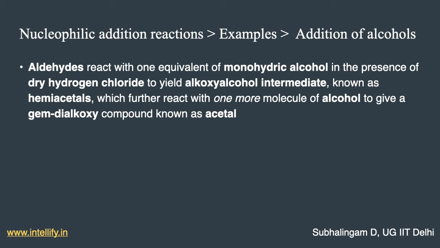Aldehydes react with one equivalent of monohydric alcohol in the presence of dry hydrogen chloride to yield an alkoxy alcohol intermediate known as hemiacetal, which further reacts with one more molecule of alcohol to give geminal dialkoxy compounds known as acetal. So in this you need to know what a hemiacetal is and what an acetal is. Hemiacetal is the alkoxy alcohol intermediate that you get, and the acetal is the geminal dialkoxy compound that we get.